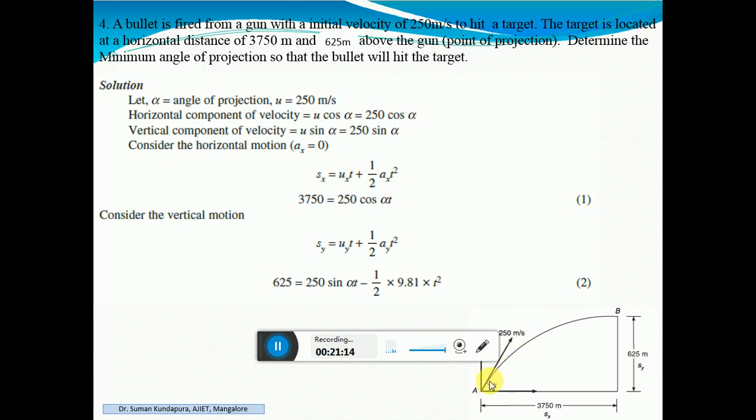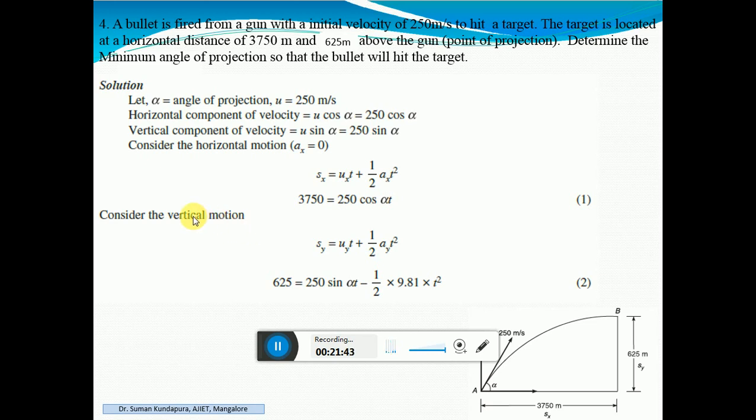So now we have our Sx, that is the distance. Sx is given as 3750 in the problem, is equal to initial velocity 250 meter per second cos alpha, you do not know alpha, into t. Okay. So t also is not given, right? You are supposed to find out.